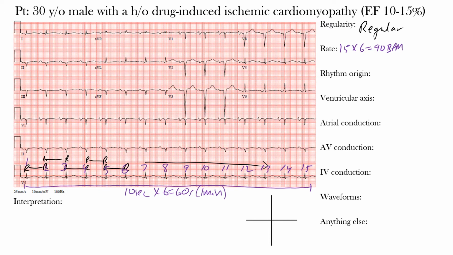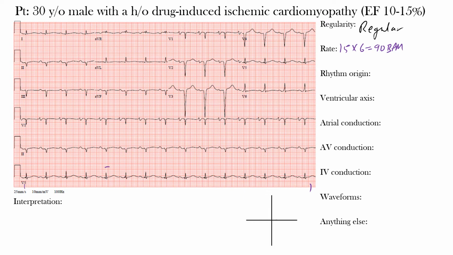Another way we could do this because we have a regular rhythm is to find a QRS complex that falls on one of the thick lines and then find the next R wave in this case and count the number of thick lines between it. Okay, so let's erase some of this here to make it clear for you. Okay, so what we want to do is find a complex falling on a thick line. In this case, we can use this one here. Notice it's on this thick line.